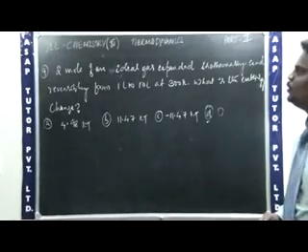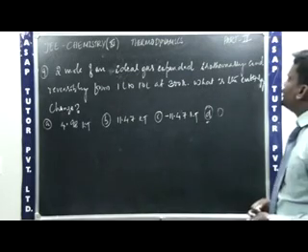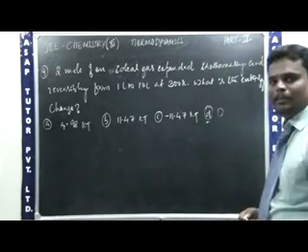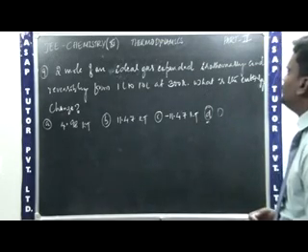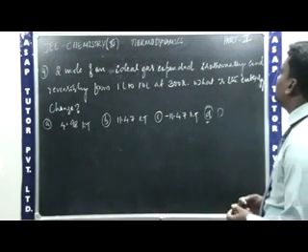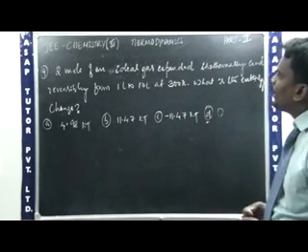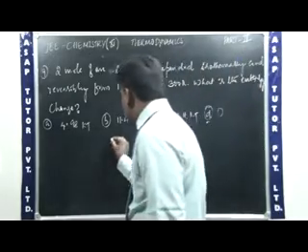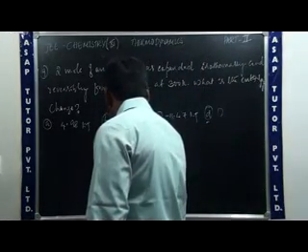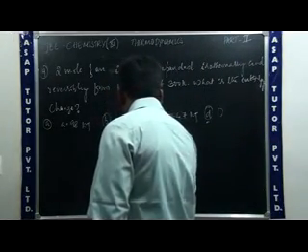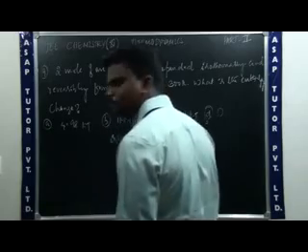Ninth question. 2 mole of an ideal gas expanded isothermally and reversibly from 1 liter to 10 liter at 300 Kelvin. What is the enthalpy change they are asking? Here for an ideal gas we can write the change in enthalpy, delta H is equal to delta E plus P into delta V.